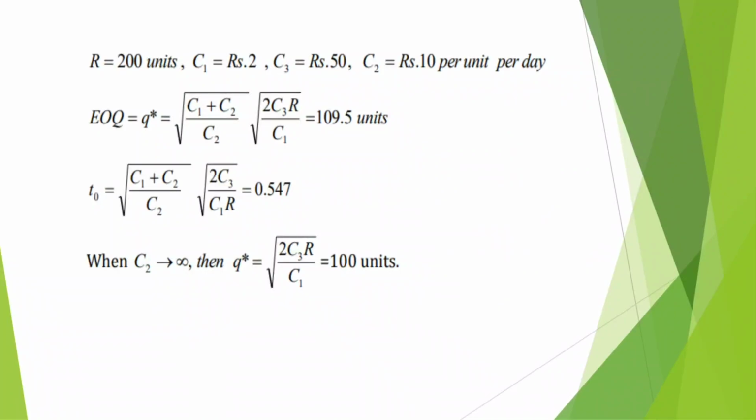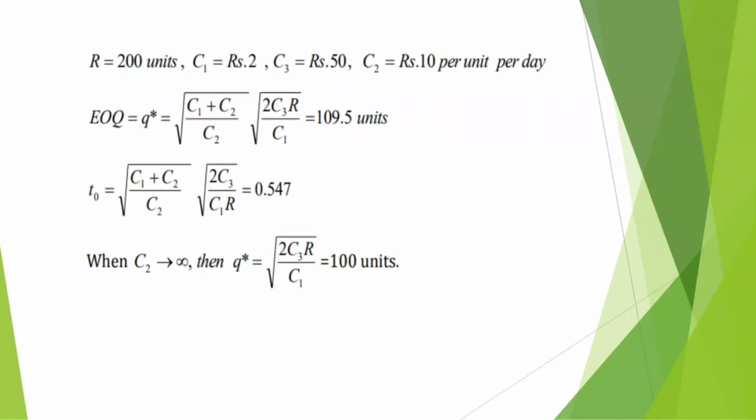So here EOQ formula is root of (C1 plus C2) by C2 into root of 2 C3R divided by C1. By substituting the known values, that is the values of C1, C2, C3 as well as R value, by simplifying we have EOQ Q star value is 109.5 units. So here next we have to find T naught. What is the formula for T naught? Root of (C1 plus C2) by C2 into root of 2 C3 divided by C1 R. By substituting all those values we have the simplified value of T naught is 0.547.